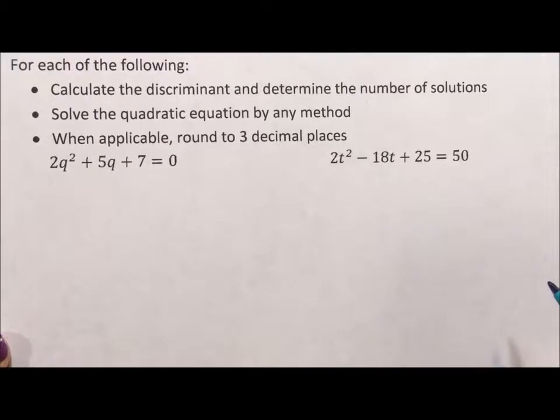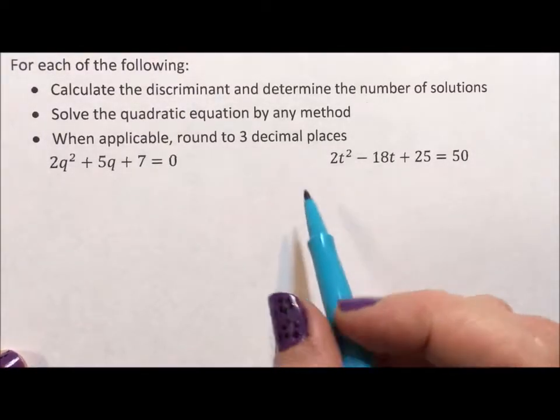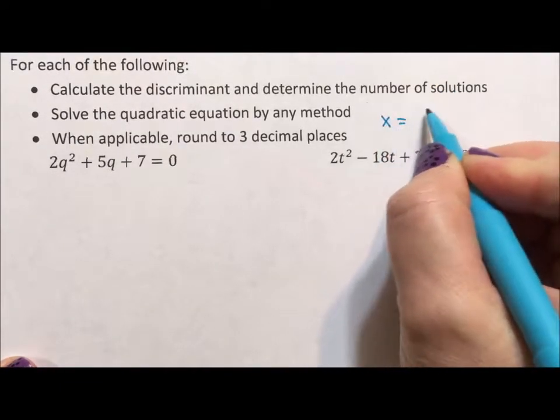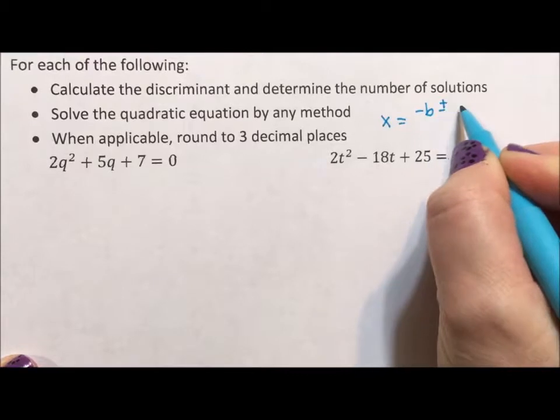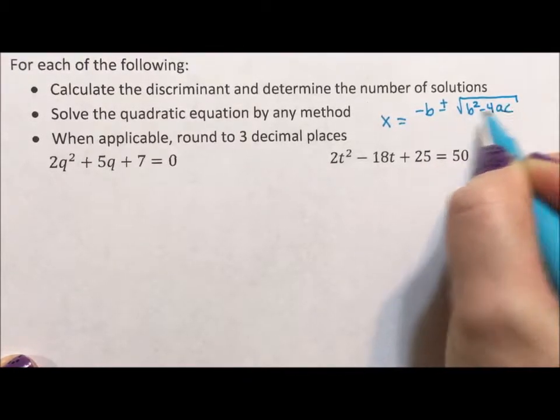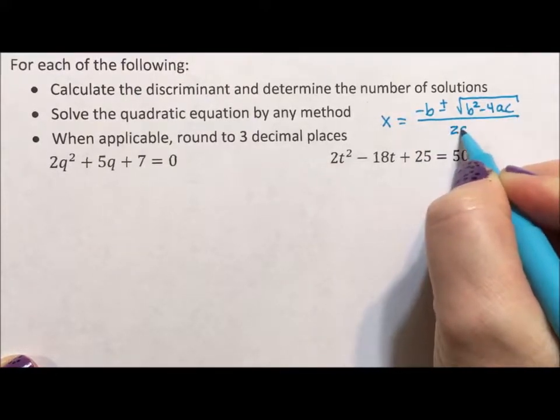Today I'm doing a series of videos on solving polynomials, and in this case specifically quadratics. With this one we are focusing on the quadratic formula, which is x equals negative b plus or minus the square root of b squared minus 4ac all over 2a.